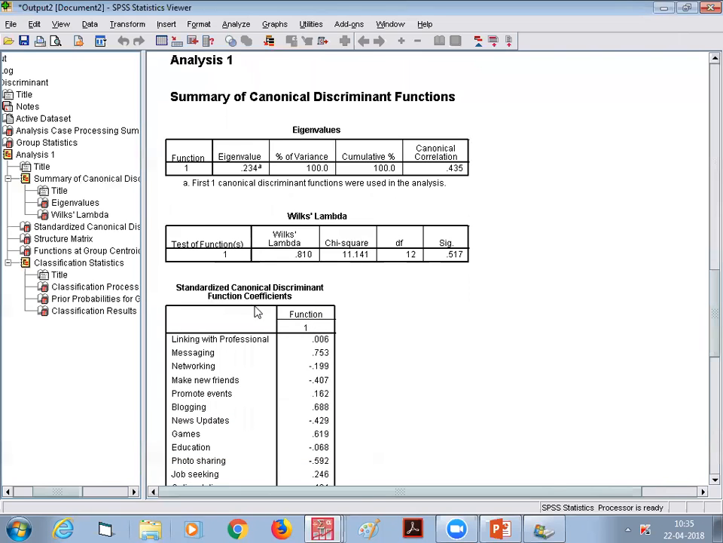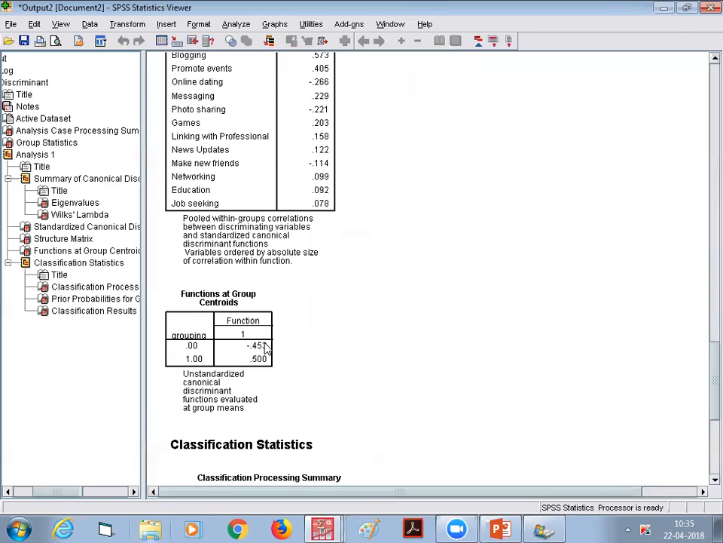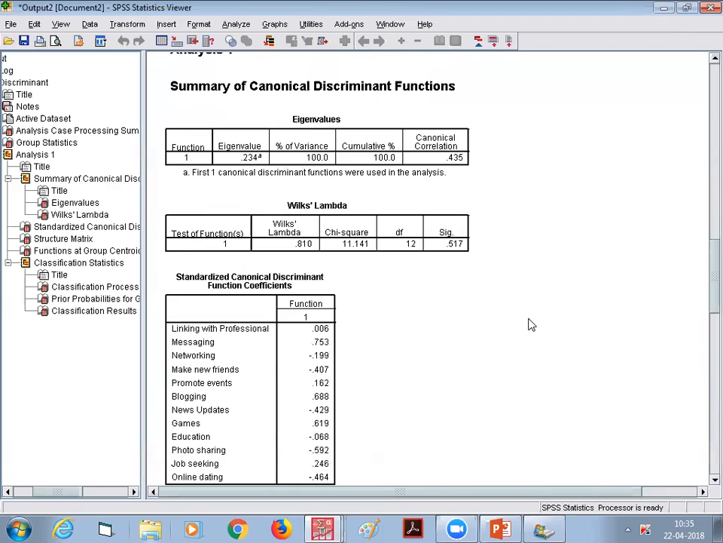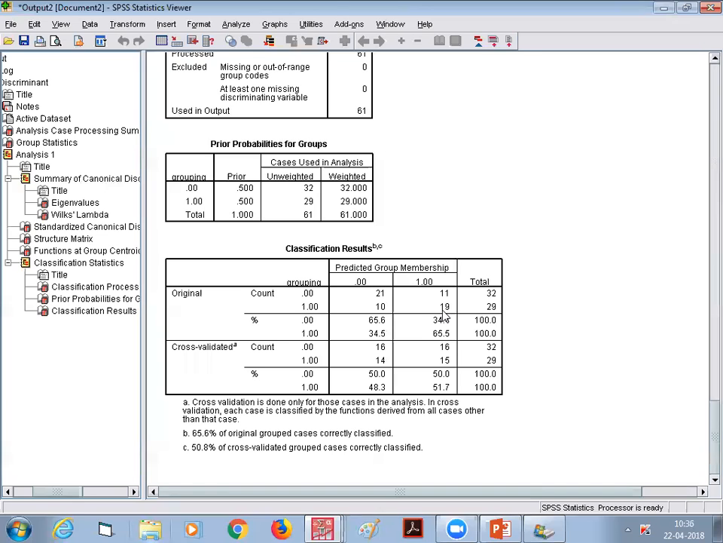These are the standardized coefficients to write the model. And then here the group centroids. Functions at group centroids: you can take the average of these two. Next, the classification table. Prior probability is 50% for classification. So these are the values, and you can see the classification rule. So 65% are classified, 70%, 4% misclassified here.